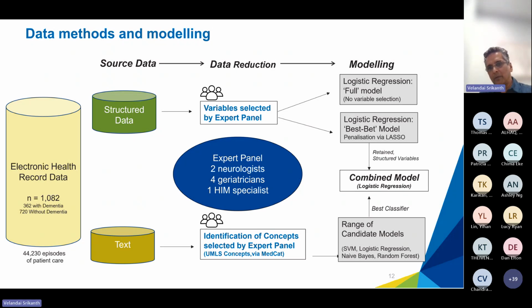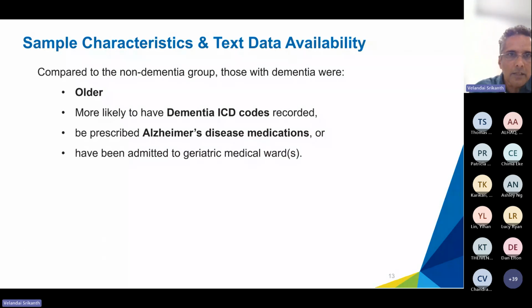And in the end, what we did was try to see what the combined model would do in capturing the presence of dementia. Just a little bit of the sample characteristics and the text data availability for our sample. When we used our structured data to compare the non-dementia group to those with dementia, we found that we were capturing the right kind of people in the dementia group.